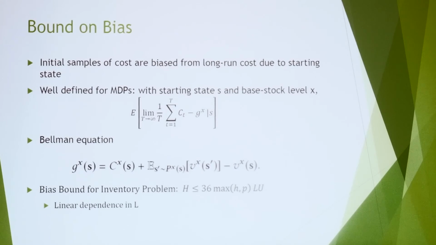And so the second main result of our paper is to show that the bound on the bias for the inventory problem is bounded by max of holding cost, lost sales penalty, and lead time and U. And again, the linear dependence in U here is what allows us to improve upon the exponential dependence on lead time in the previous works.